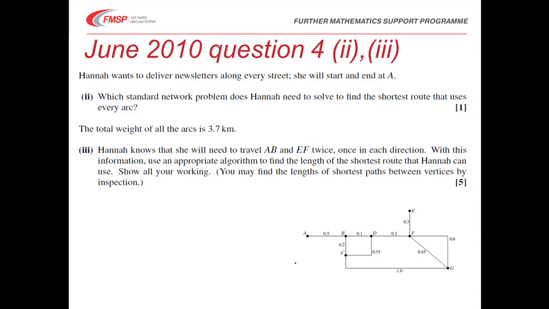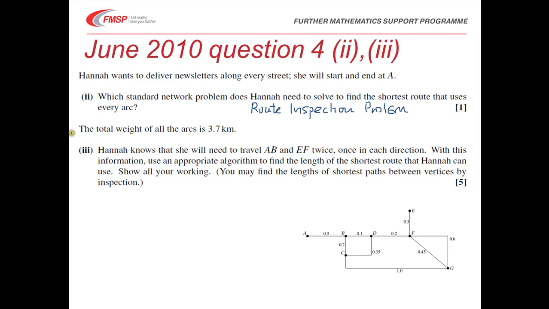So let's have a look now at what we need to do next. Hannah wants to deliver newsletters along every street. She will start and end at A. Which standard network problem does Hannah need to solve to find the shortest route that uses every arc? So hopefully you realise that it's the route inspection problem. And we get 1 mark for that.